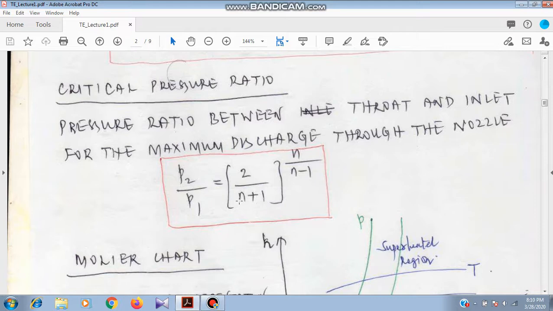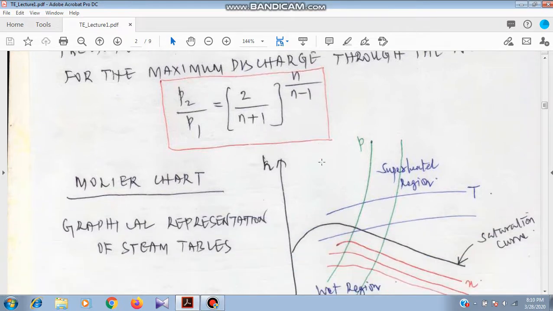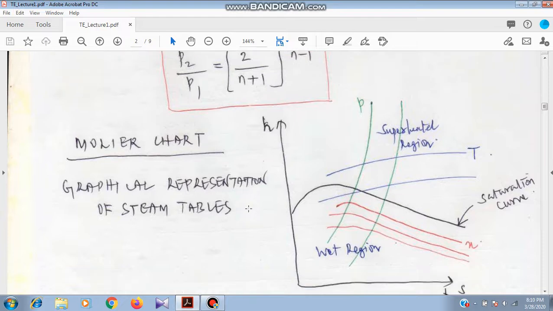P2 by P1 is 2 by n plus 1 the whole raised to n by n minus 1. And basically we are using a Mollier chart for solving the problems from steam nozzles. And the Mollier chart is the graphical representation of your steam tables, in which the specific enthalpy is plotted along the y-axis and the specific entropy along the x-axis.